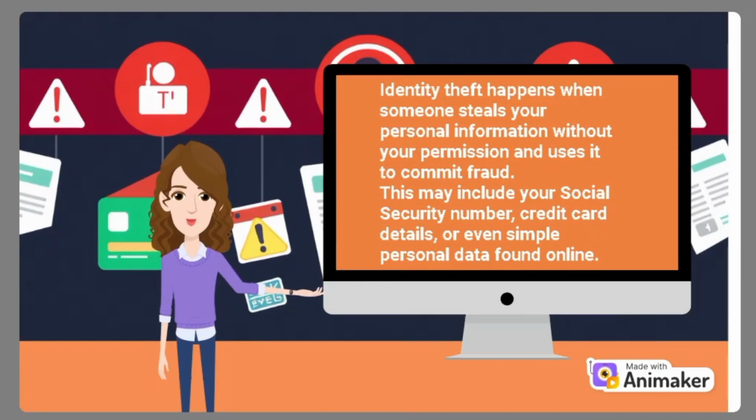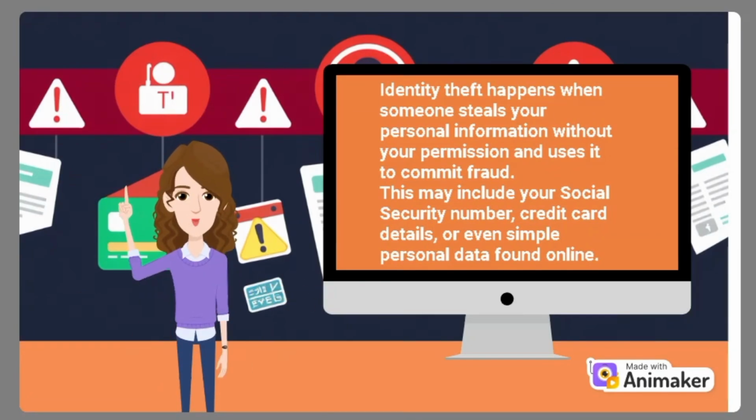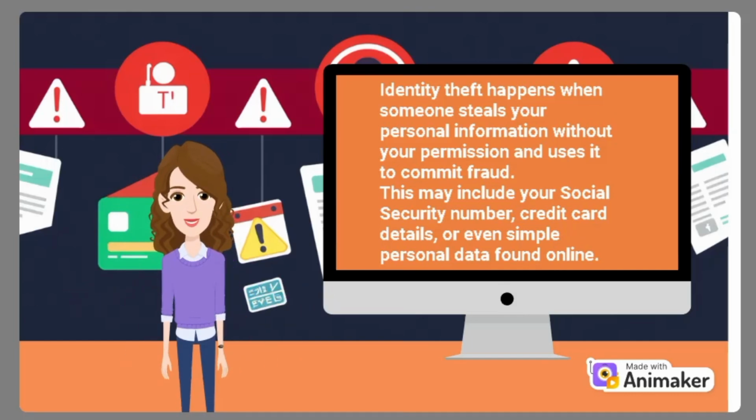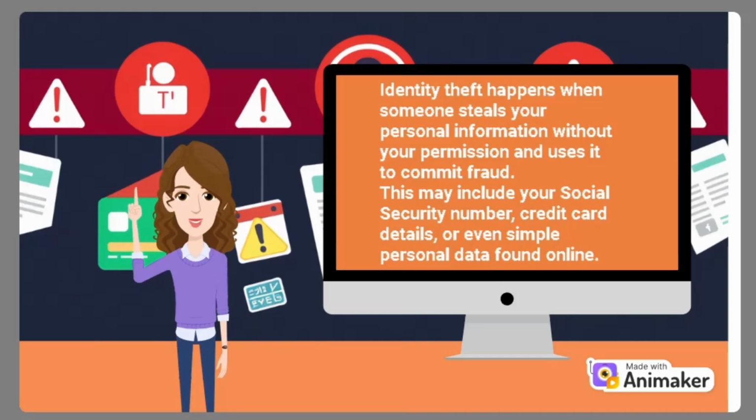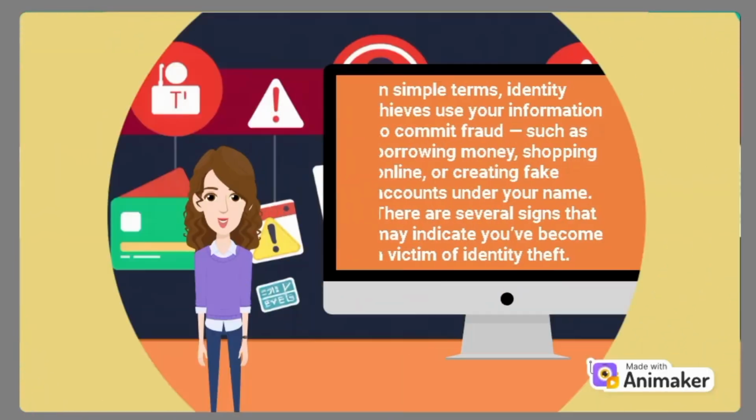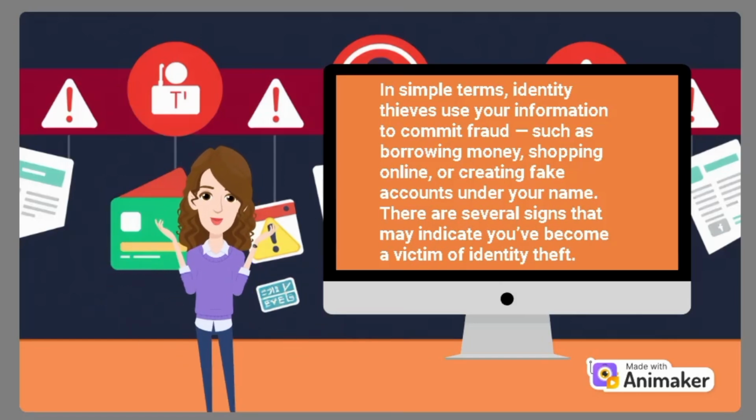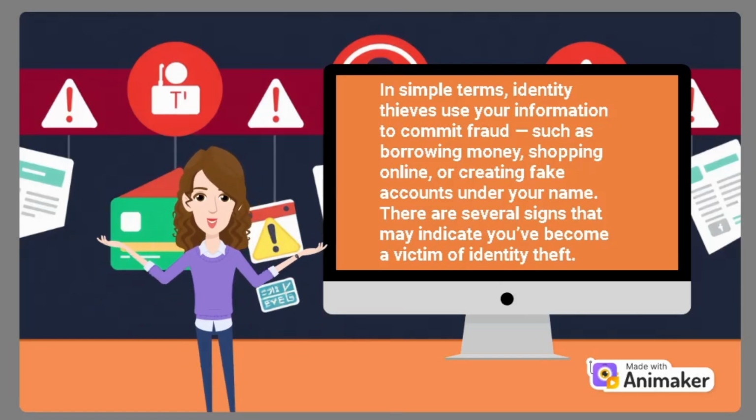Identity theft happens when someone steals your personal information without your permission and uses it to commit fraud. This may include your social security number, credit card details, or even simple personal data found online. In simple terms, identity thieves use your information to commit fraud, such as borrowing money, shopping online, or creating fake accounts under your name. There are several signs that may indicate you've become a victim of identity theft.